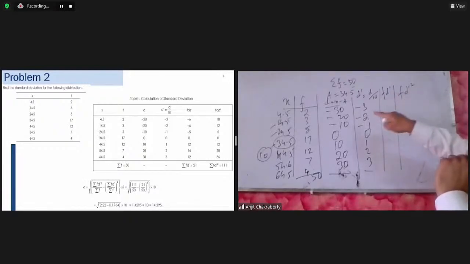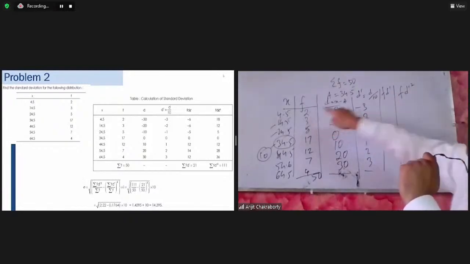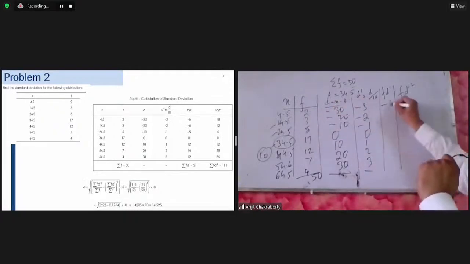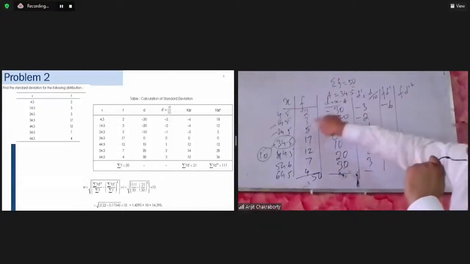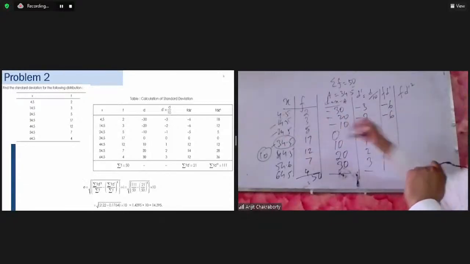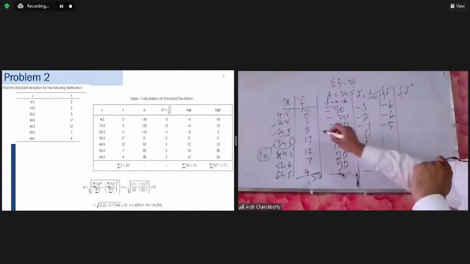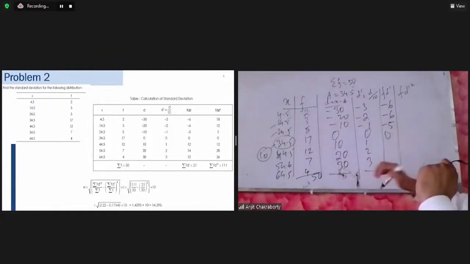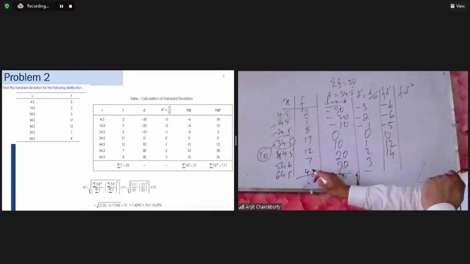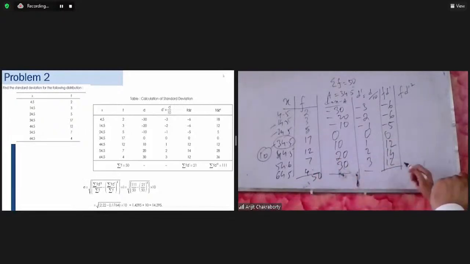So FD dash: frequency is 2 and D dash is minus 3, so minus 3 into 2 is minus 6. Minus 2 into 3 is also minus 6. Minus 1 into 5 gives us minus 5. 0 and 17 is 0. 12 into 1 is 12. 7 into 2 is 14, and 4 into 3 is 12. So we are getting FD dash.